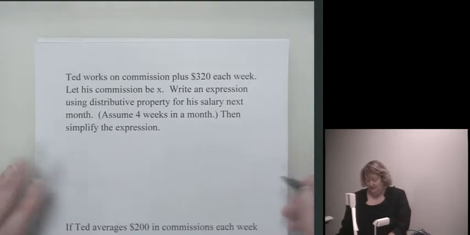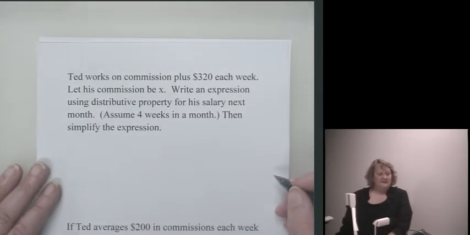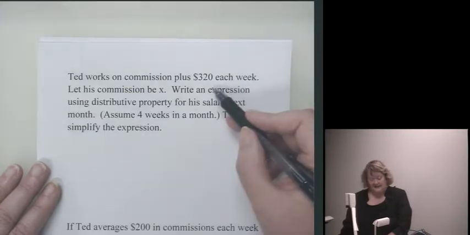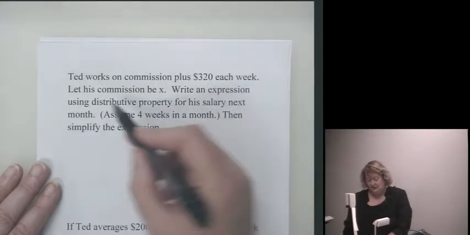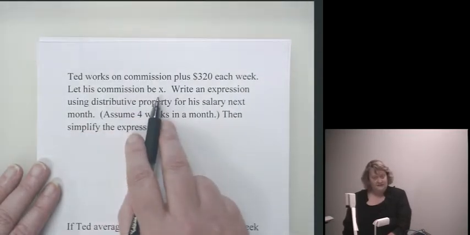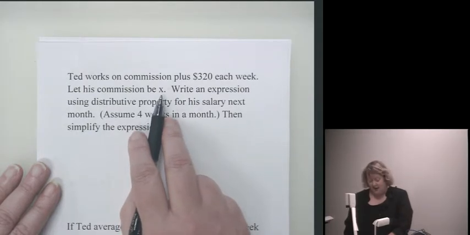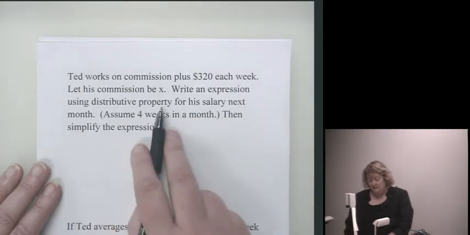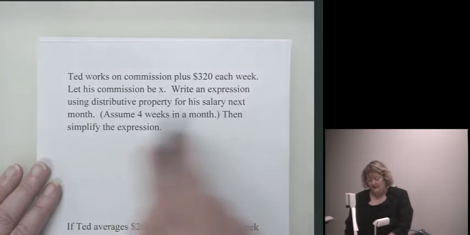And it's possible that that section number may change if we change books, and I won't change the podcast. But in this case, Ted's working on commission at Good Sale, and he earns $320 salary plus his commission. But since his commission varies depending on what he sells, we'll let that be X dollars. And we want to write an expression using the distributive property for his salary for the next month.